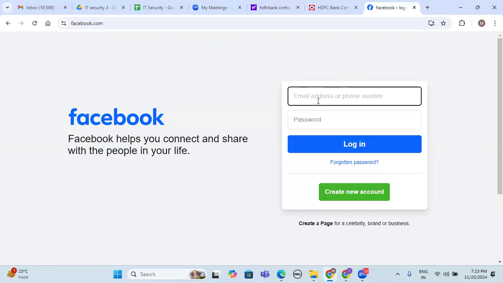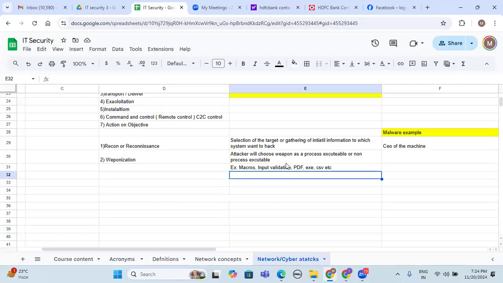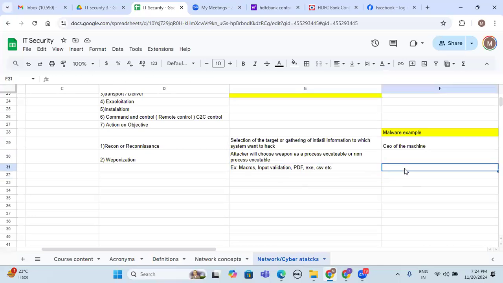I'm providing my email address or my phone number, and I'm clicking on the password button. That is input. Once I give the input, the Facebook server will validate my credentials, whether they belong to a Facebook account or not, and then give the grants or permissions. Wherever you enter these fields, that is input validation, or maybe through macros in Excel sheets I can provide the malicious code. All these are examples of weapons.